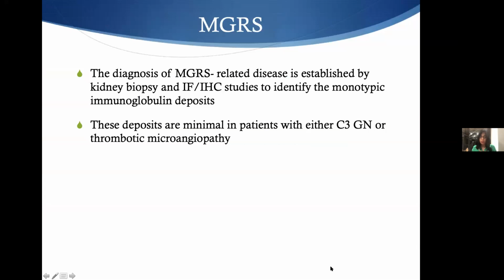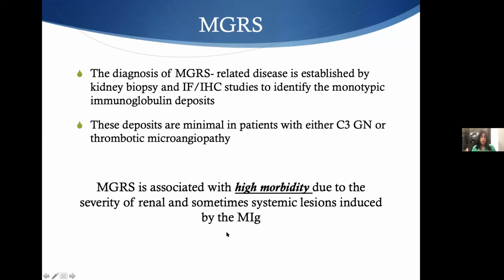So the diagnosis of MGRS-related disease is established by kidney biopsy and, of course, immunofluorescence or immunohistochemistry studies to identify the monotypic immunoglobulin deposits. Bearing in mind that these deposits are minimal in patients with either C3 glomerulonephritis or thrombotic microangiopathy. I'm not going to get any kappa or lambda staining in the biopsy. MGRS, in spite of the patient not having an underlying malignancy, is associated with high morbidity due to the severity of renal and sometimes systemic lesions induced by the monoclonal immunoglobulin. These patients are not treated with the same regimen as full-blown multiple myeloma, but all of them are candidates for Velcade or bortezomib.